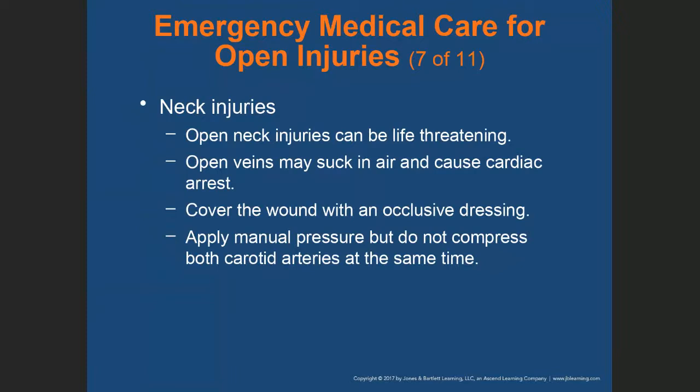Now, the most important thing with dealing with neck injuries is if you're going to control bleeding, you cannot bandage circumferentially. That will create pressure on both carotid arteries. So it's going to have the same effect as a rear naked choke, right? So it has to be done a specific way. We will cover that when we cover the skills.